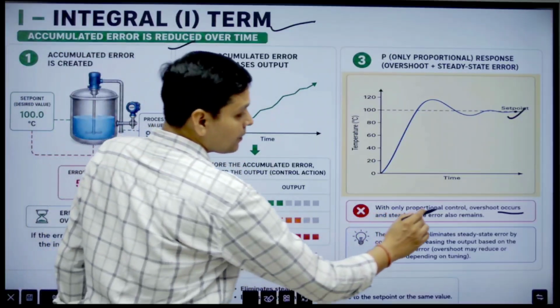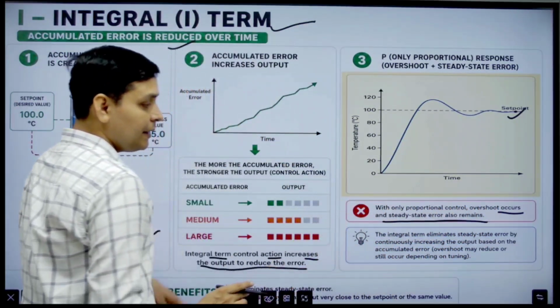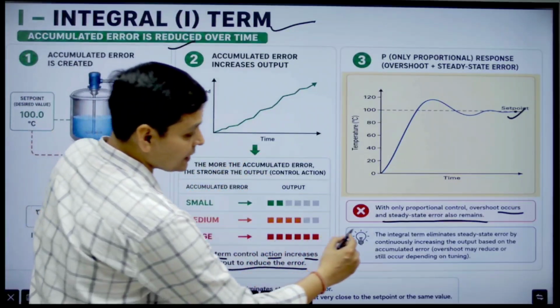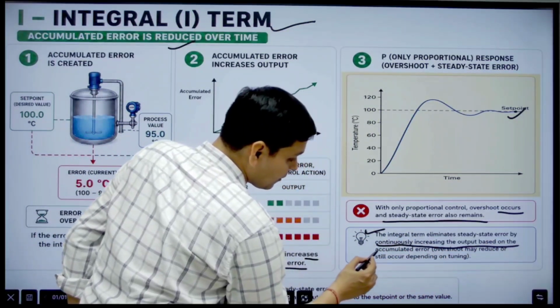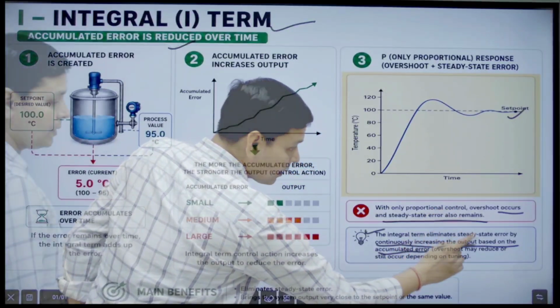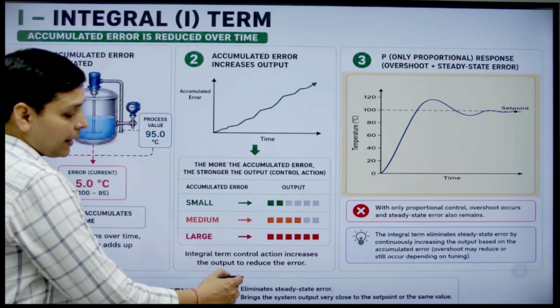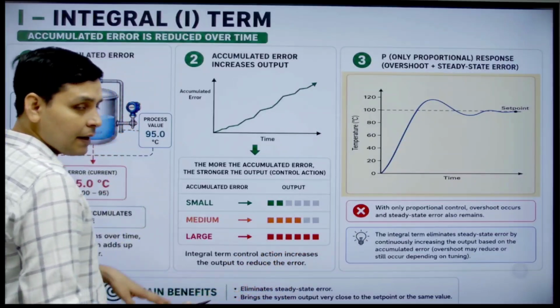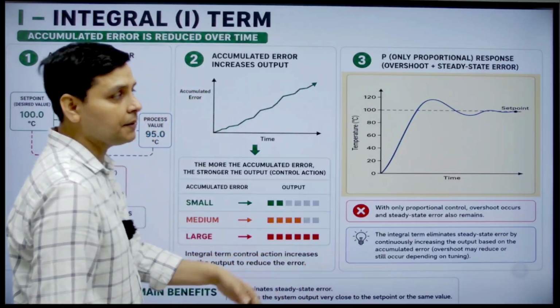With P only control, overshoot occurs and steady state error also remains. The integral term eliminates steady state error by continuously increasing the output based on the accumulated error. Okay. The important point about the I term is that it eliminates steady state error and it brings the system output very close to the set point.